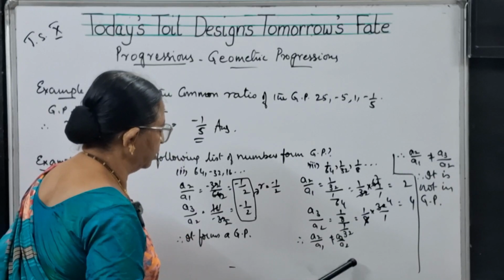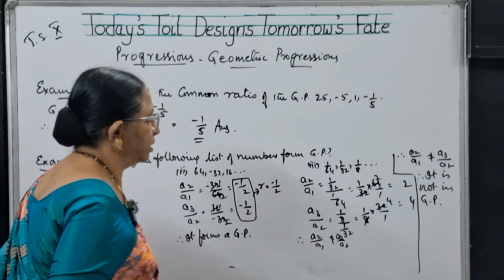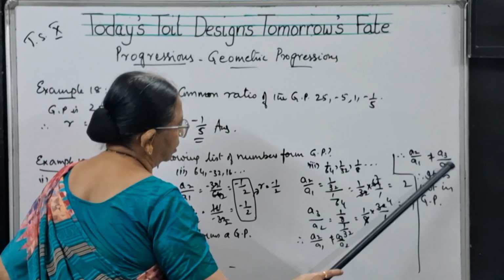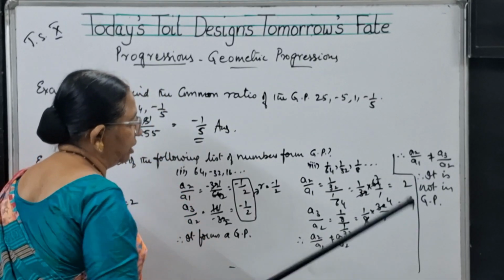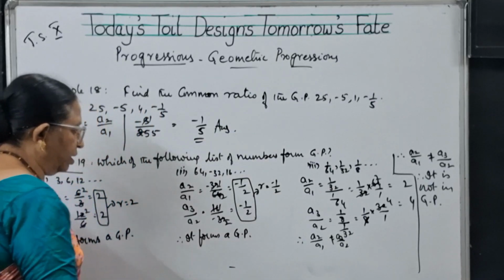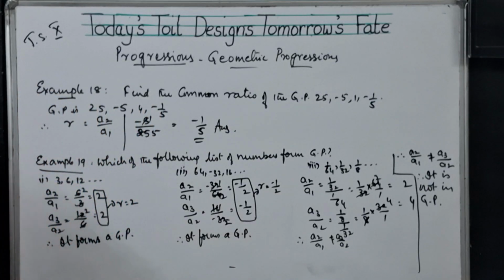Here I thought you may not say, so once again I have written it here, children. A2 by A1 is not equal to A3 by A2, which means definitely it is not in GP. So these are the example problems for geometric progression, children. Please note it down.